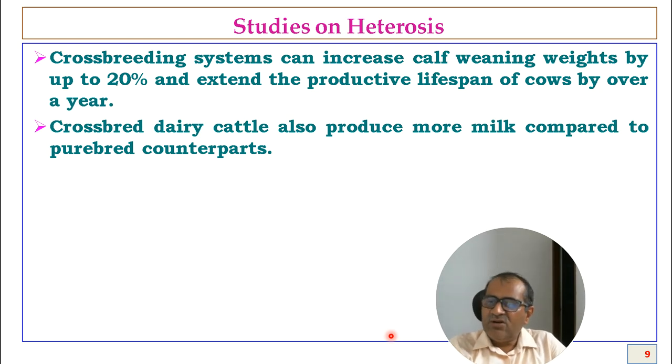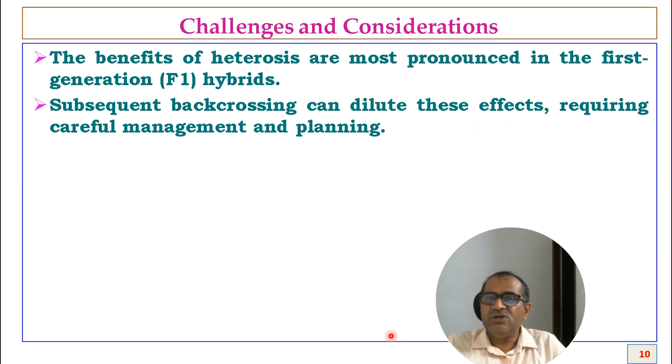Hence, the crossbred dairy cattle also produce more milk when compared to the purebred counterparts, relative to feed intake, and also show resistance to different diseases like mastitis, foot and mouth, and many more diseases, as well as diseases like ketosis and other metabolic disorders. Then there are a lot of challenges also in this.